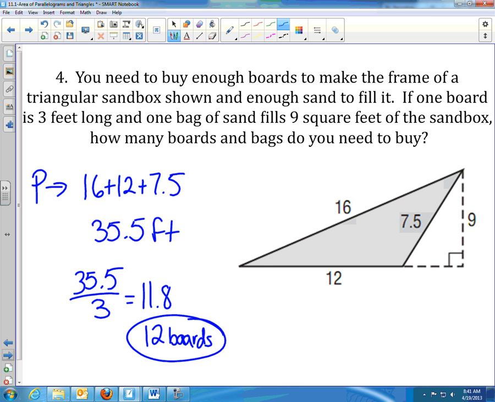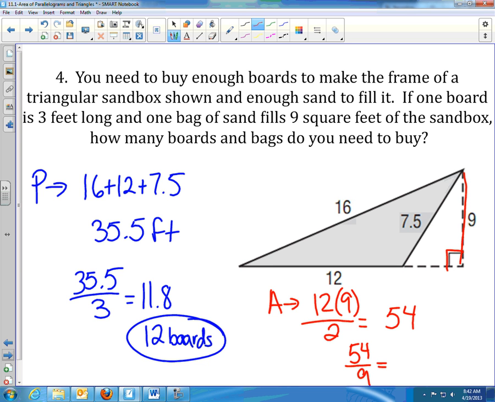All right, now let's talk about sand. It says that 1 bag of sand fills 9 square feet. So we're talking about square feet. We're actually going to find our area. For our area, we're going to take our base of 12 and our height of 9. Remember, it's the one that makes that 90-degree angle. Divide by 2. And we end up with an area of 54. We don't need 54 bags. 1 bag fills 9 of those feet. So if we take 54 and divide it by 9, we are going to get 6 bags.